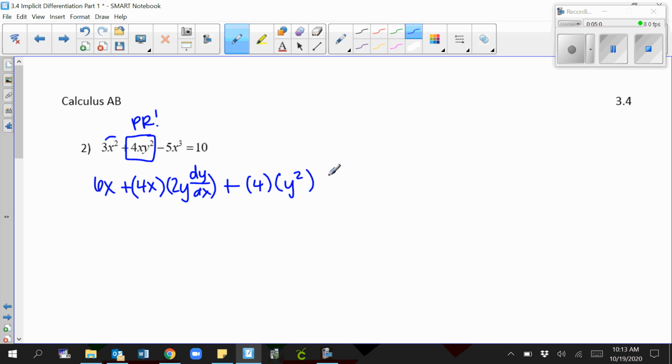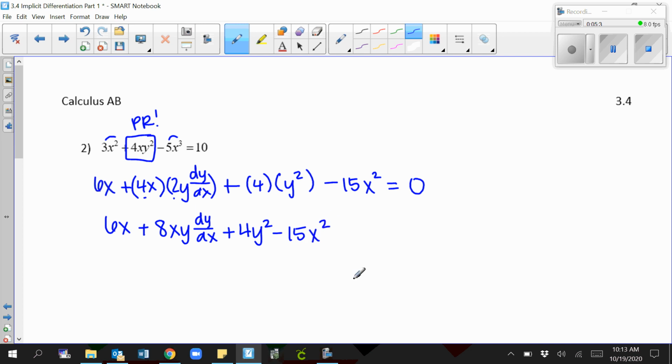Then I'm subtracting my derivative here, so the 3 comes down and it becomes a 15 and then x squared. And remember, the derivative of a number is always just 0. So the derivative of 10 is just 0 there. So let's clean this up a little bit. I've got 6x plus, well, 4 times 2 is 8xy dy dx plus 4y squared minus 15x squared is equal to 0.